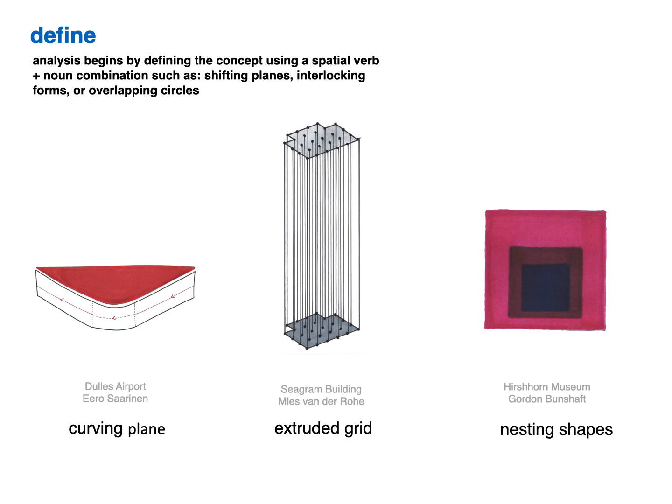In an introductory course such as this, it is helpful to provide a methodical, consistent framework that can be followed throughout the course. As such, I define a concept by using a verb plus noun combination to create a spatial idea, such as shifting planes, overlapping circles, or interlocking forms. This approach focuses on an action, verb, that is seen in the architectural form, noun, which emphasizes the dynamic qualities of a building. Ultimately, it is up to the student whether they utilize the same approach in the future or move on to different methods for defining concepts. In this example, the students have defined these different concepts as curving plane, extruded grid, and nesting shapes.